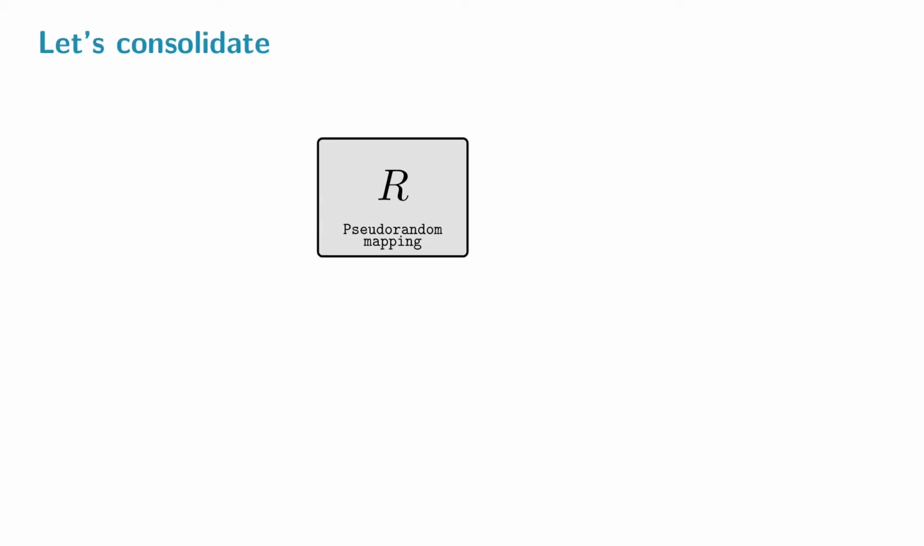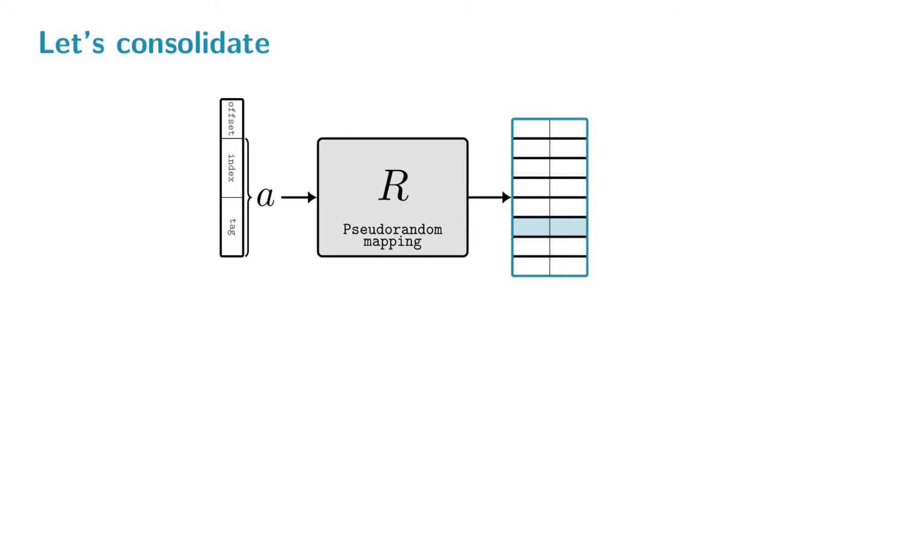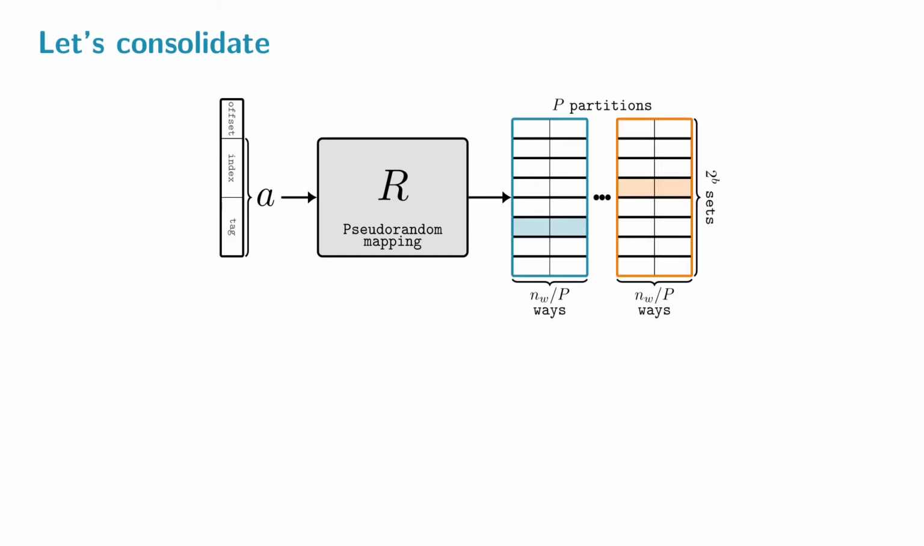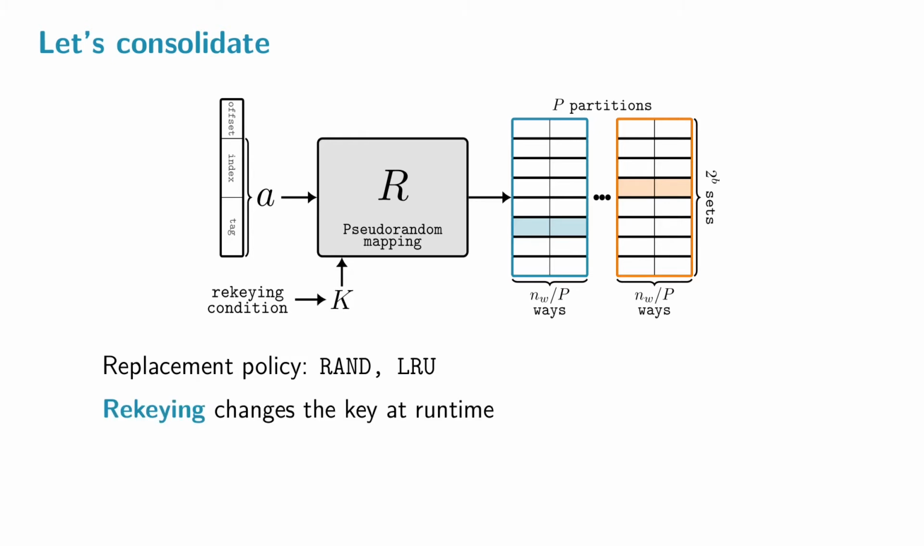The core of the randomized cache is the randomization mapping, which is a deterministic but random-looking function that takes an input address and produces a randomized output to index the address into the cache. Now it actually produces not one but p outputs, one for each partition, and if a partition contains more than one way, the replacement policy determines which line in the set is to be replaced. In this work, we consider random and LRU replacement policies. The unpredictability of the mapping is provided by a secret input k, which can be changed at runtime through a process called rekeying when a specific condition has been met.